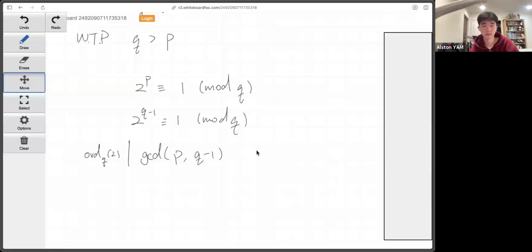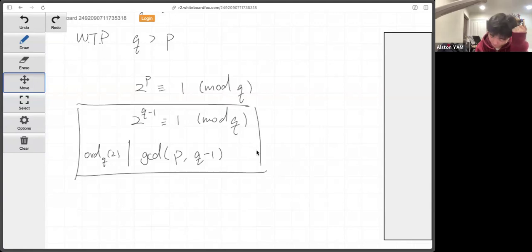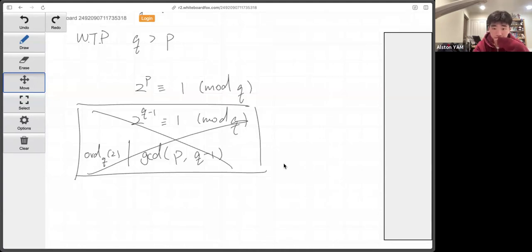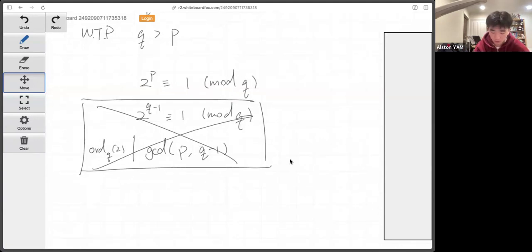So now you might be feeling a little stuck. So maybe we should go back and try a different approach, right? So this thing might just be not useful in this context. Well, FLT is certainly very useful, right? But it's not really useful in this context. So 2 to the p is congruent to 1 mod q. We can go back to the fundamental theorem of orders, right? Because this is an orders lesson after all. The order of 2 with respect to q must divide p.